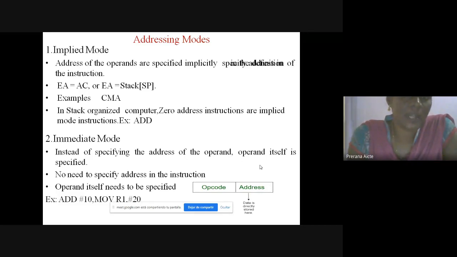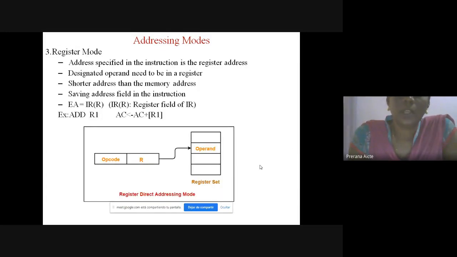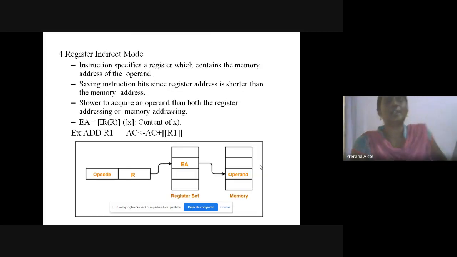In the first one, implied mode, operands are specified implicitly in the instruction. The effective address is equal to the accumulator. In the immediate addressing mode, the operand is specified in the instruction itself, in the address part of the instruction. That is immediate addressing mode. And next one, register addressing mode: the address part of the instruction contains a register name that contains the operand.